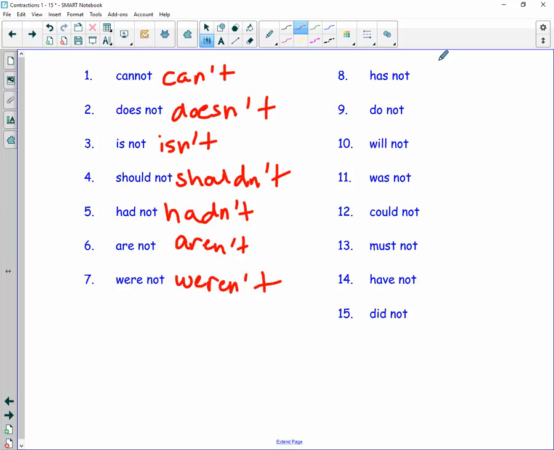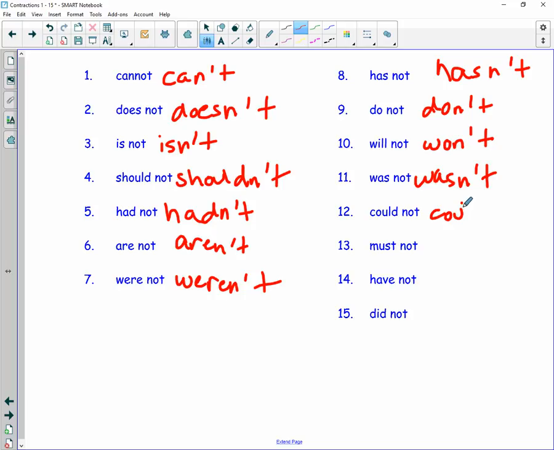Has not becomes hasn't. Do not becomes don't. Will not becomes won't. That's a little tricky sometimes. Was not becomes wasn't. Could not becomes couldn't. Must not becomes mustn't. Have not becomes haven't. And did not becomes didn't.